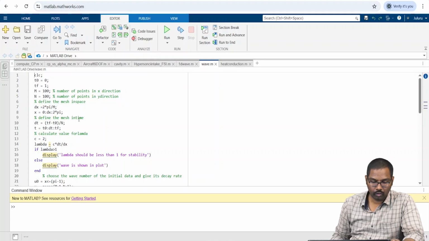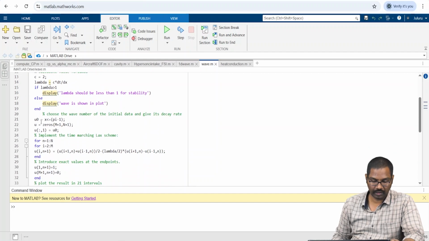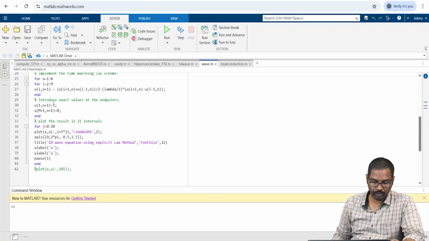I have written the code: clc, t0 equal to 0, tf equal to 1, M equal to 100, N equal to 100, and dx equal to 2 pi by M, and x equal to 0 to 2 pi, and then the time interval is defined with t0, dt, tf, and then the lambda. Here it is considered c equal to 2. As c is positive, it has to move towards the right. So these are the initial data, and then implementation of the Lax method, then introducing the exact values, boundary values, endpoints, then plot the command results.